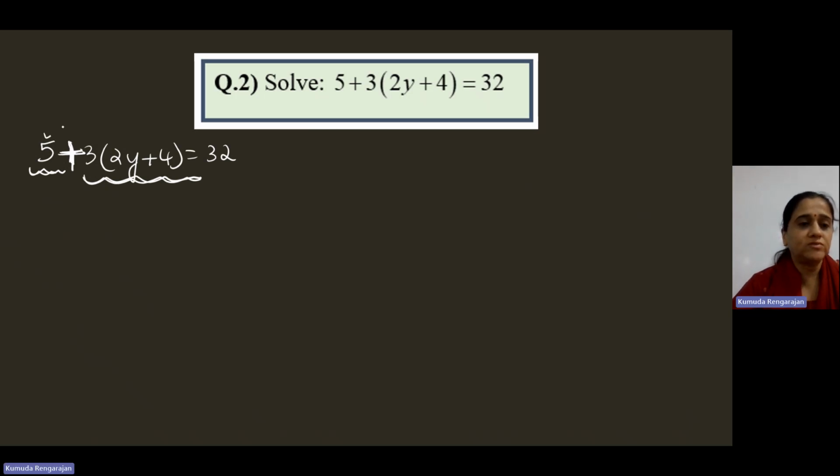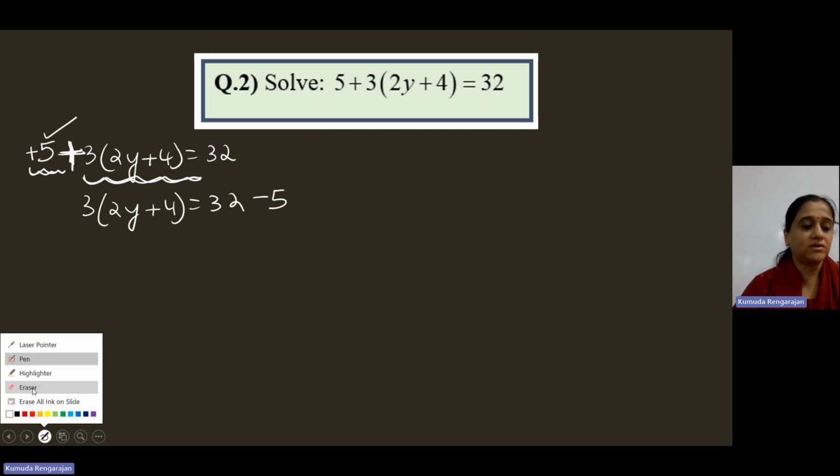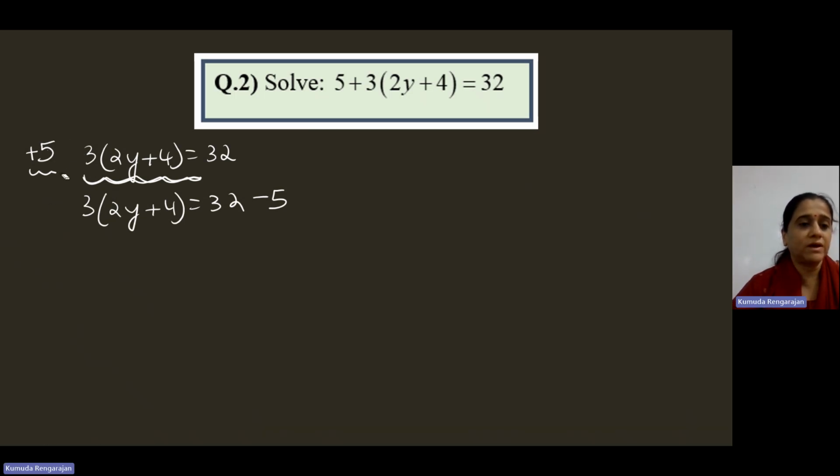So first we're going to transpose 5. So write the rest of the equation other than 5. So 3, 2y plus 4 is equal to 32. Now this 5, the sign for 5 is before that. This one you should see. Plus 5. So it comes to the other side as minus 5. Now you'll ask me, what if it was a minus here? Supposing.